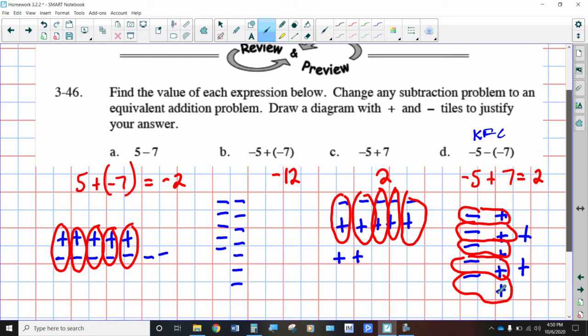And now you can model it. You've got more positives than negatives. So you end up with +2 as your answer. And in fact, it becomes the same problem that we had there. So these two are exactly the same problem. They give you the exact same answer.